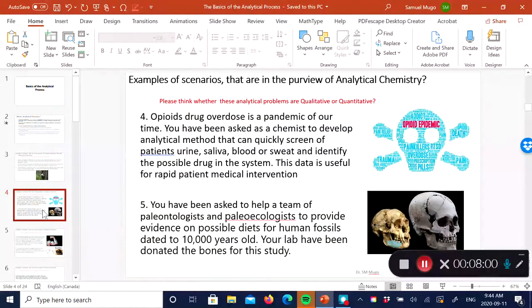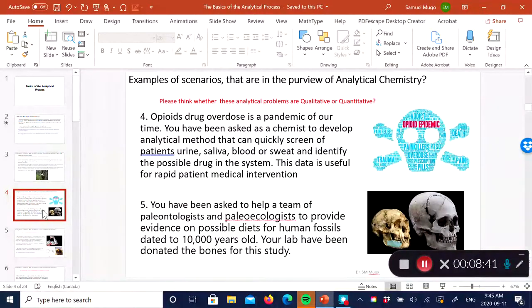Maybe case number 5, there was a student who was interested in paleontology, and I mentioned that there is a connection between paleontology with analytical chemistry. You have been asked to help a team of paleontologists or paleoecologists to provide evidence on possible diets of human fossils, possibly dated 10,000 years old. Your lab has been donated with those bones, and you are required to try and attempt to answer that complex problem. So again, you can see it's more of a qualitative chemical analysis.